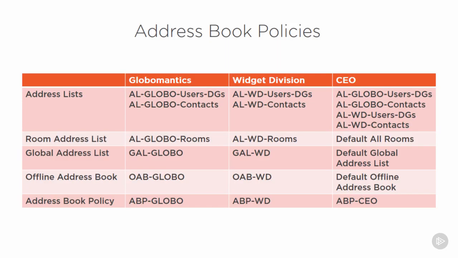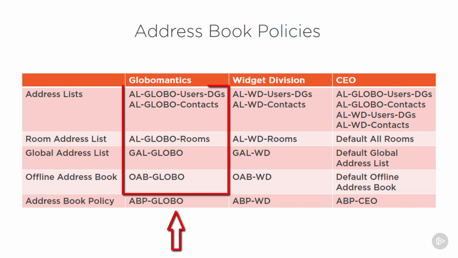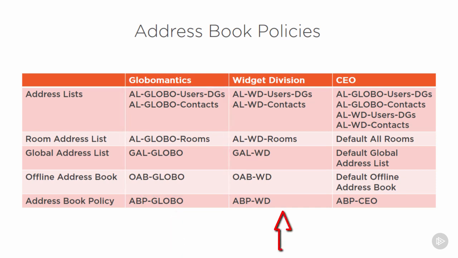We'd need to repeat those steps for the widget division, running the same cmdlets and filtering based on custom attribute 15, looking for widget division instead of Globomantics. And just to recap so it's clear, the Globomantics address book policy only includes the Globomantics lists and offline address book. The widget division address book policy only includes the widget division lists and offline address book.